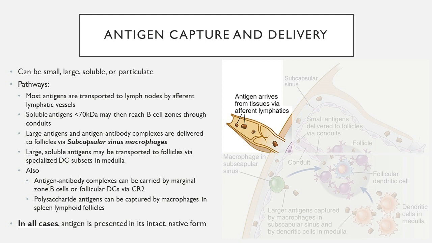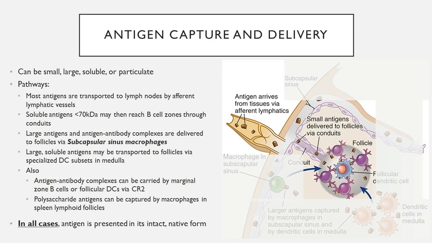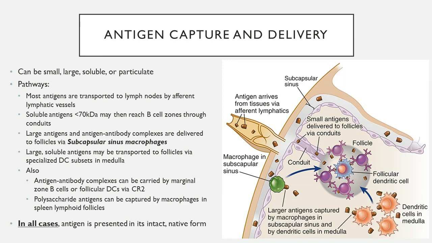Anyway, so most antigens are transported to the lymph nodes by afferent lymphatic vesicles. Soluble antigens that are less than 70 kilodaltons can reach the B cell zones through just normal conduits. Larger antigens and antigen-antibody complexes sometimes have to be delivered to the follicles via subcapsular sinus macrophages. These are a specialized macrophage subtype that just live in these lymphatic organs. Large soluble antigens may also be transported to follicles via specialized dendritic cell subsets in the medulla.